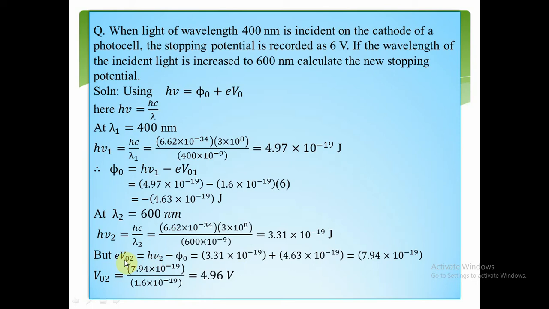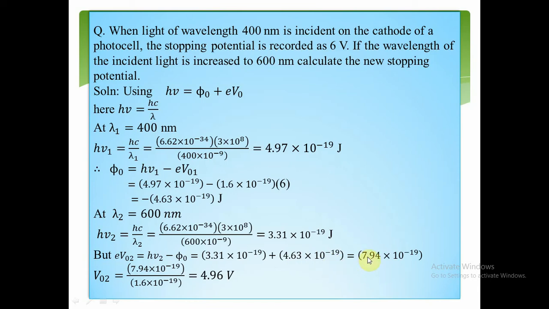Similarly, eV naught 2. For the second potential, he asked you to calculate h nu 2 minus phi naught. Phi naught we have already calculated here. Substitute in this equation. The phi naught we got is negative, so minus of minus becomes plus, that is 3.31 into 10 raised to minus 19, the incident photon energy, plus 4.63 into 10 raised to minus 19, that is the work function.